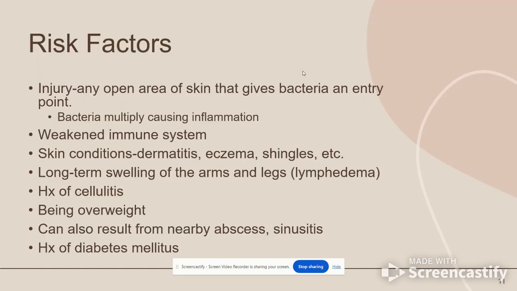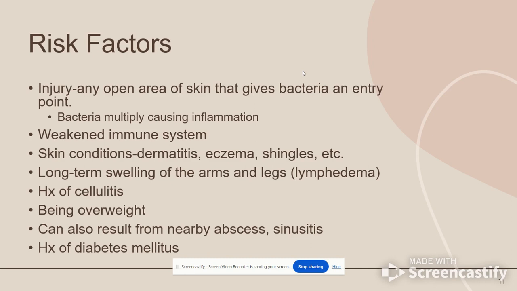So some risk factors. Patients with any open area of skin that gives bacteria an entry point are at the highest risk because the bacteria multiply very easily, causing inflammation to occur. Patients with a weakened immune system are at risk. Skin conditions, including dermatitis, eczema, shingles. Patients with long-term swelling of the arms and legs, like lymphedema, are more susceptible to cellulitis. Any patient who has a history of cellulitis, being obese is a risk factor.